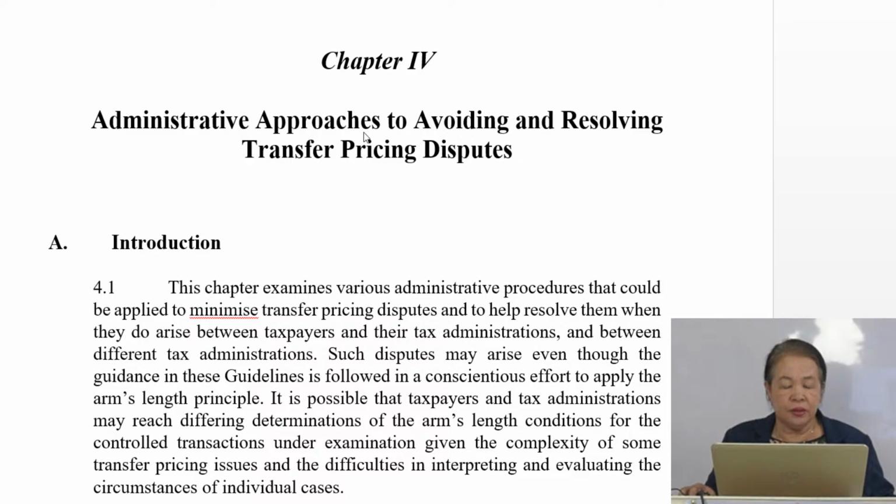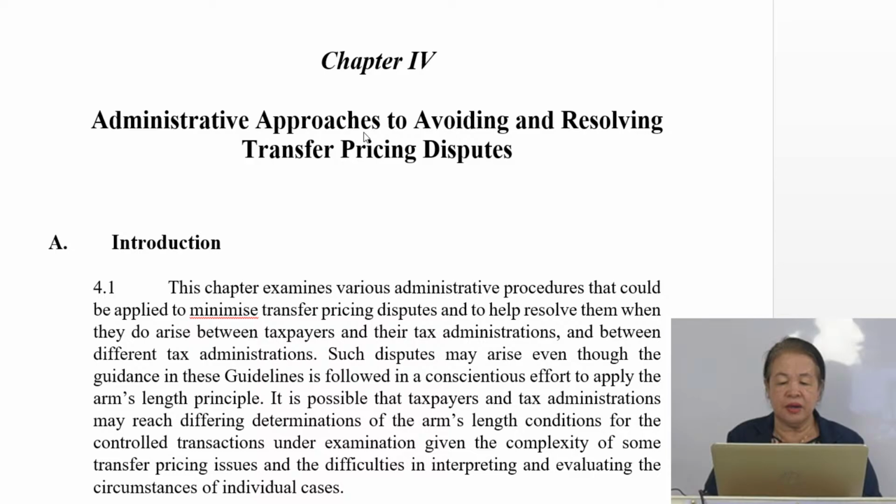So, in the introduction, the chapter examines various administrative procedures that could be applied to minimize transfer pricing disputes and to help resolve them when they do arise between taxpayers and their tax administrations and between different tax administrations. These are the parties to transfer pricing disputes: the country of the taxpayer, the tax authority of the country where the taxpayer is operating, and the country of the related parties, where the related parties are also doing their business activities.